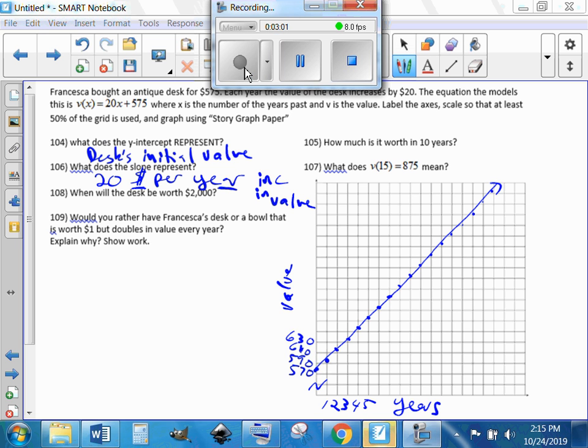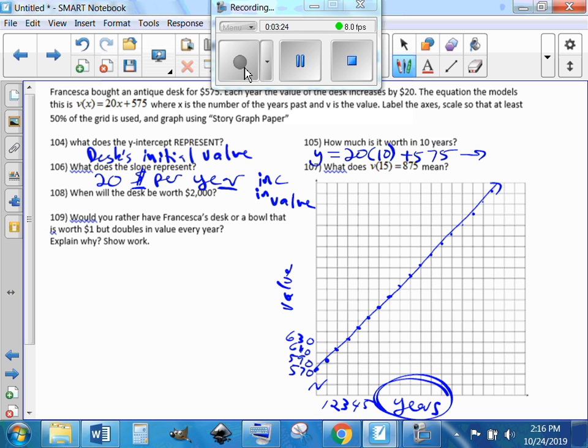105, how much is it worth in 10 years? Okay, so I'm given the number of years. Number of years is the x, and I'm looking for the value. So to use the equation, I can say y equals 20 times the x plus 575. And when we do that calculation, we get $775. And we could look at our graph to see if that seems reasonable. So 5, 6, 7, 8, 9, 10. So 10 goes up here. And we could keep counting up here and see that 775 looks about right.